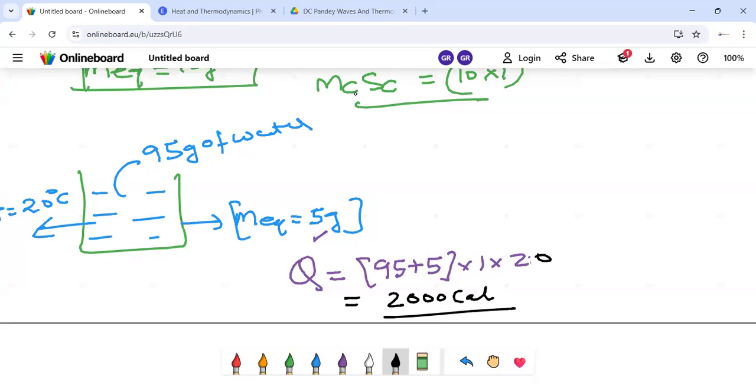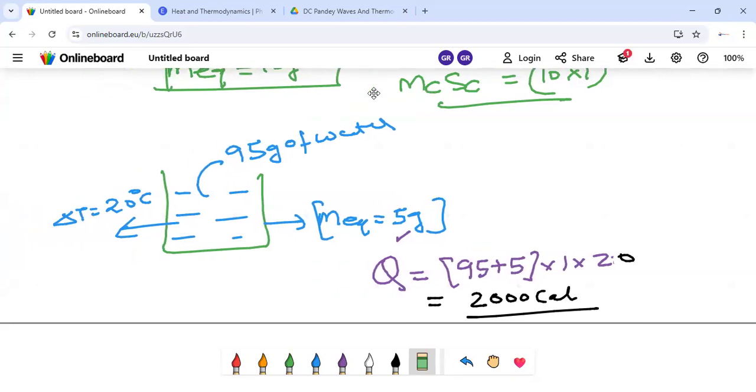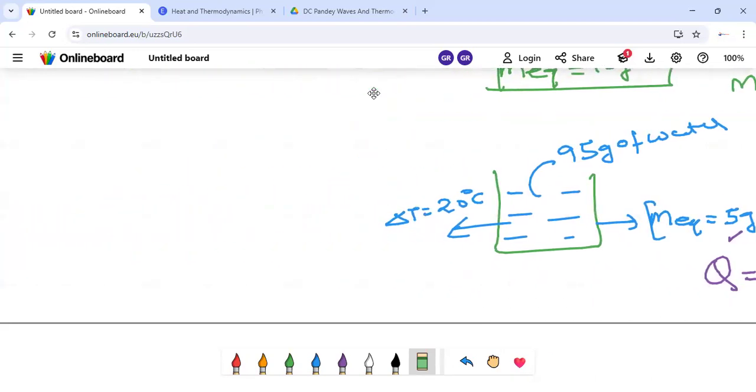Sir, can we use the same formula to find equivalent mass of different liquids also, other than water? Yeah, we can do that. For that, we will use container mass or specific heat of container, or water with any other mass and specific heat. We can make any type of question. It's just that we are comparing the energies for the same rise. Yes.